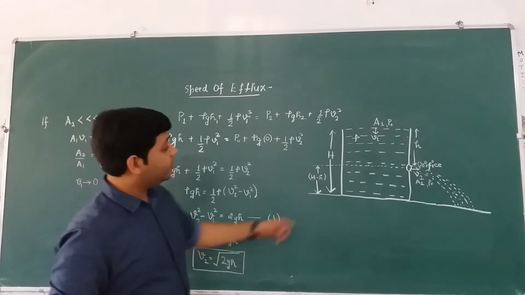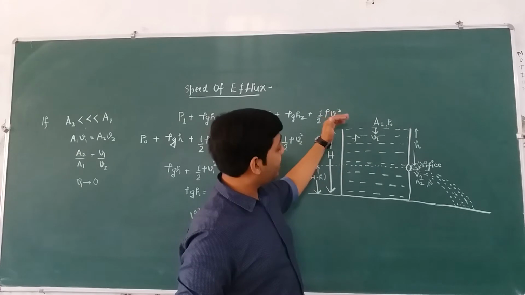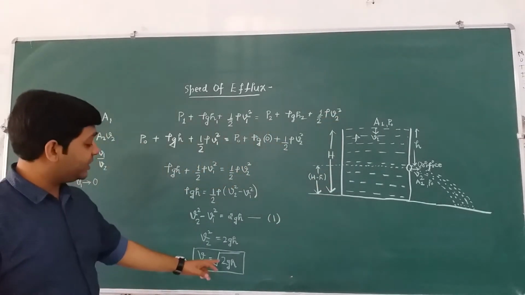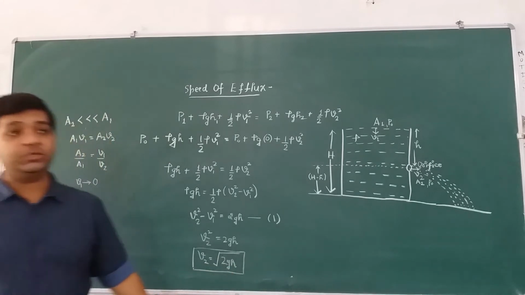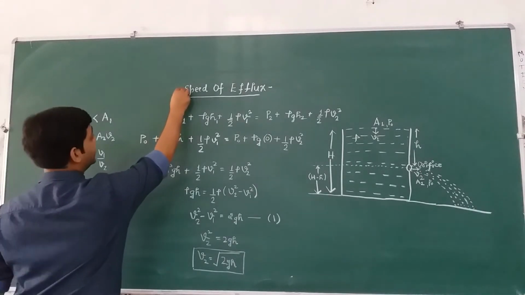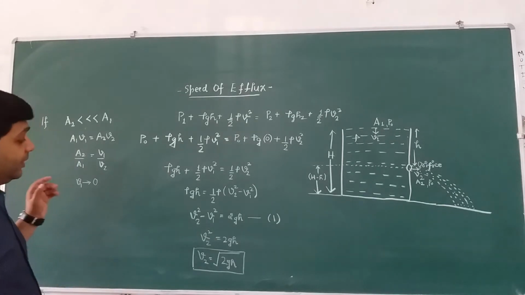So what we know is that if the orifice is located at height h from the upper surface of the liquid, then the velocity with which it comes out is root 2 gh. I hope this is clear to everyone. Fine. So please copy it down and then we shall proceed further.